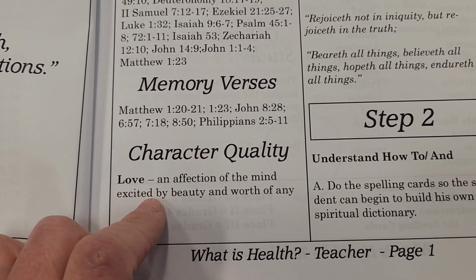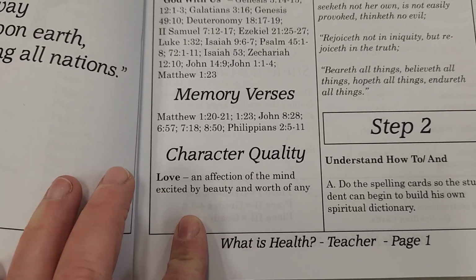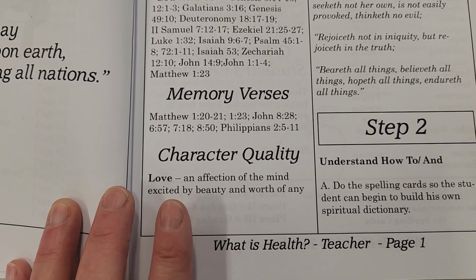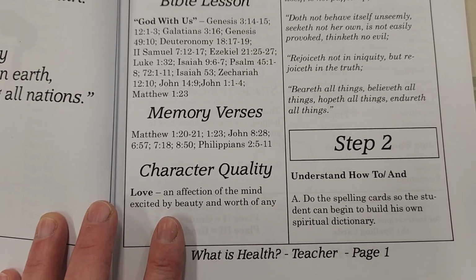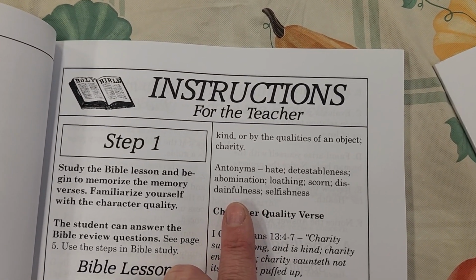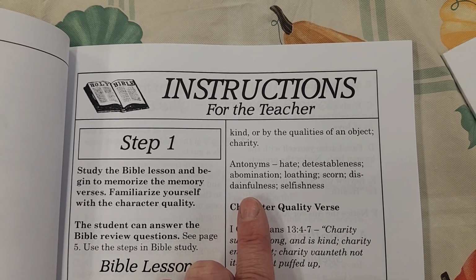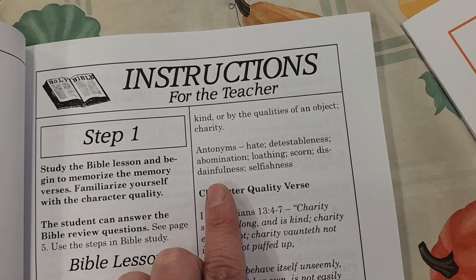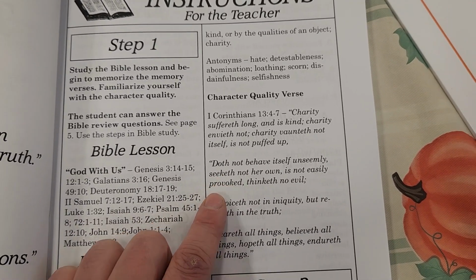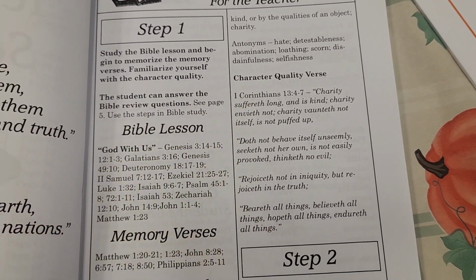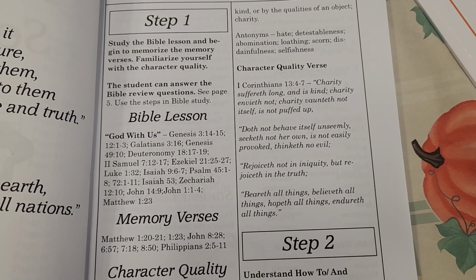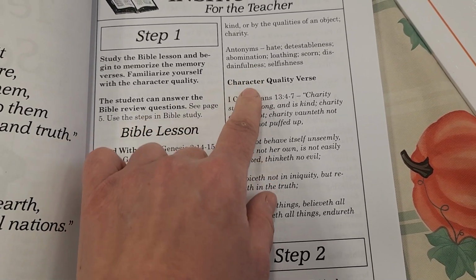The focus character quality, which every chapter always has. And this chapter 1 is on love. And it gives you a definition of the character quality for the whole section 1. And then it gives you antonyms, or the opposite. And then it has the character quality verse specifically, which you might also want to use as a memory verse as well, because it's a really good one.